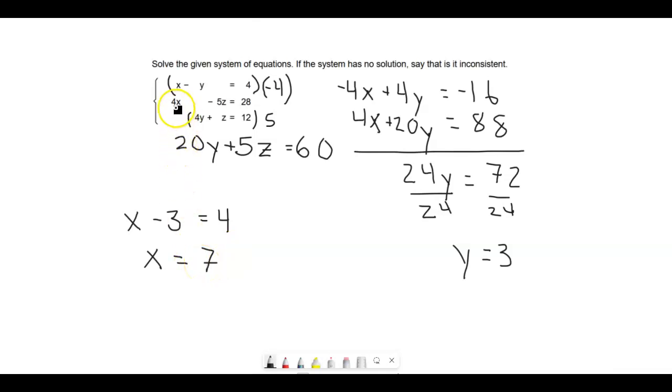And now we can use this second equation or third equation to find the z. So let's use this third equation with the y that we found here. So that one is going to be 4 times, our y is 3, plus z is equal to 12. All right, 4 times 3 is 12. Subtract 12 from both sides, and we're going to end up getting z is equal to 0. And there is our solution.